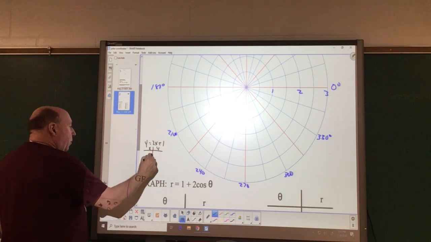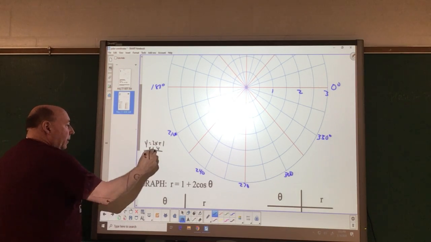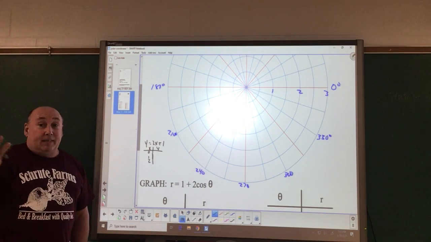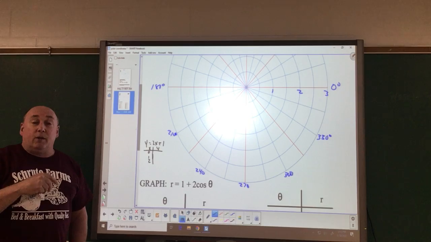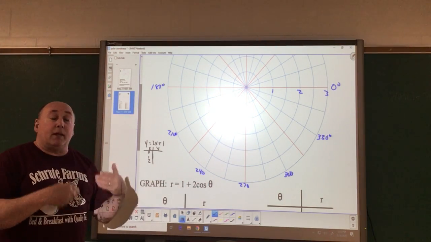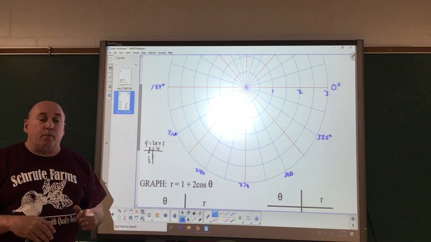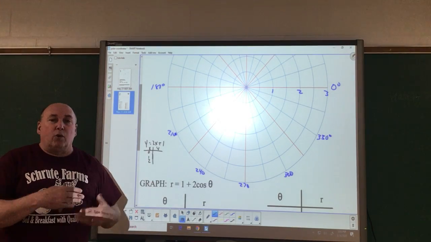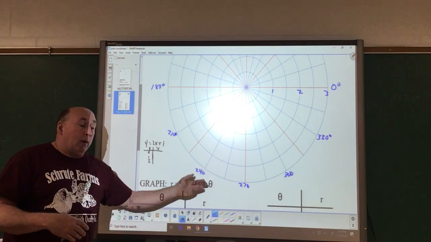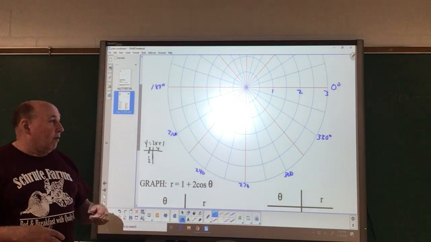Here's my x, here's my y. I plug in values of x and solve for my values of y. That's what we used to have to do. Here, we have to plug in values of theta and solve for r. Now we won't have a shortcut way of finding the slope and y-intercept, but we'll be able to plug in values of theta and solve for our values of r.